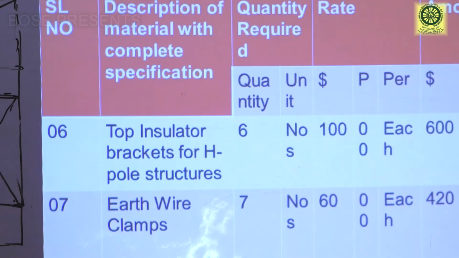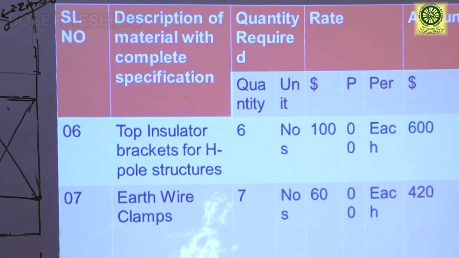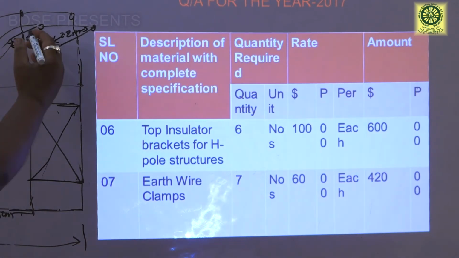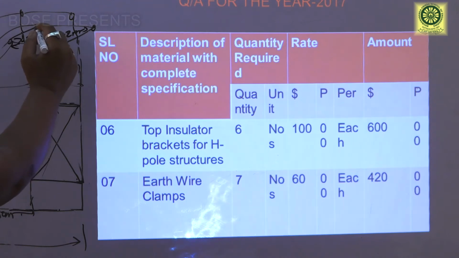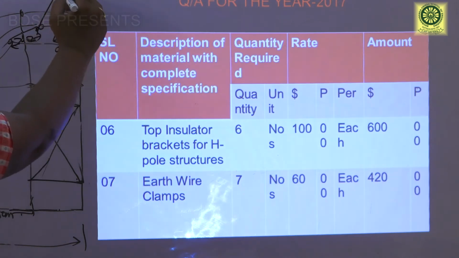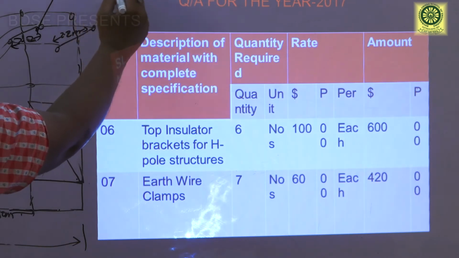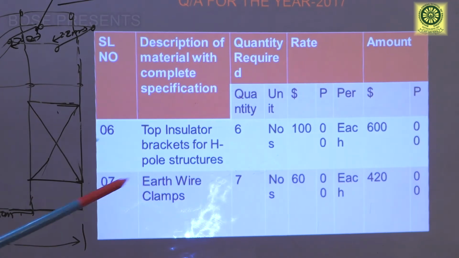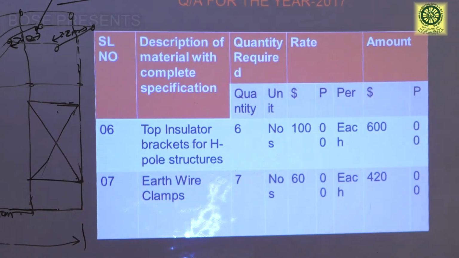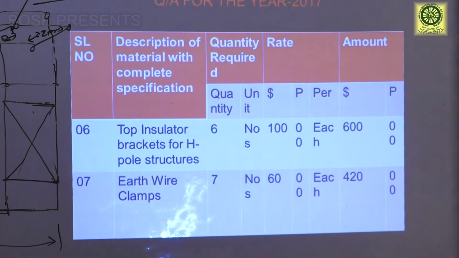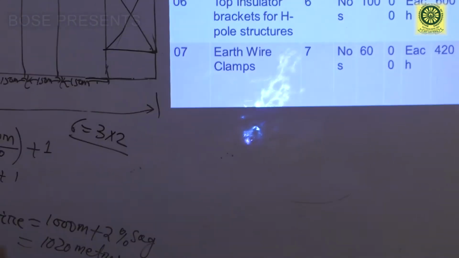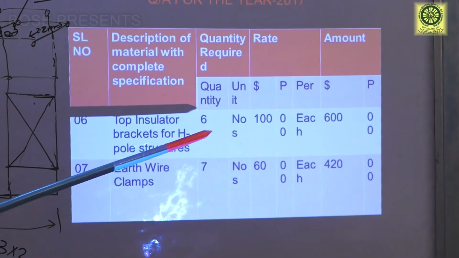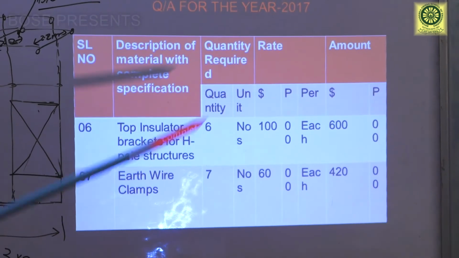Next, top insulator brackets for the H-pole structure. For the H-pole structure, brackets are used to fix the conductor. 6 numbers are used, that means 3 into 2. So for the 2-pole structure, this is 6 numbers. Each will cost 100, so 6 will cost 600.